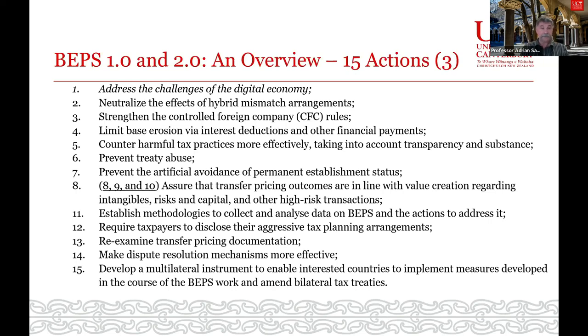The action number 6 was designed to prevent treaty abuse, or treaty shopping as it is known, where multinationals might look to jurisdictions where they have a favourable tax treaty in place. The next one was to prevent artificial avoidance of this permanent establishment concept. Again, it was becoming increasingly easy for multinationals to get around this.